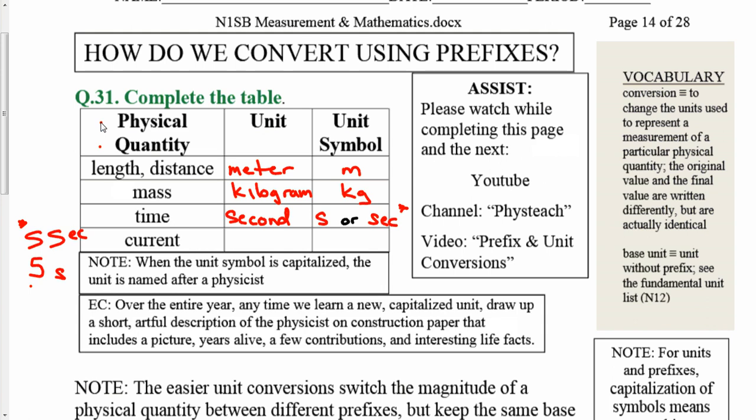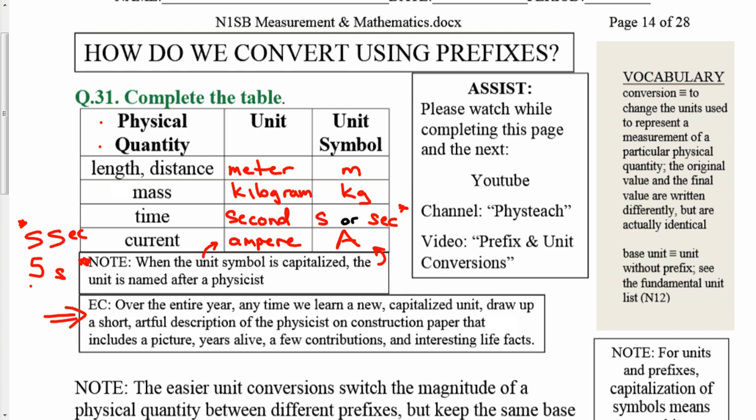Current, which is one we won't worry about until the spring, is measured in amperes with a capital A. We won't worry about that one for a while now. Now, actually, there's a note here. When the unit symbol is capitalized, not the unit word, we don't capitalize the words, but when the symbol is capitalized, it's named after someone, named after a physicist, out of respect. They did something interesting and useful for the world of physics. So over the course of the year, at any point, when you see a capitalized unit like that, it's named after someone, give us a little history lesson.